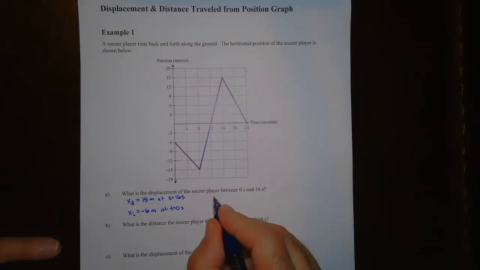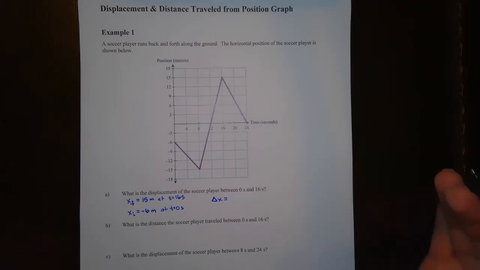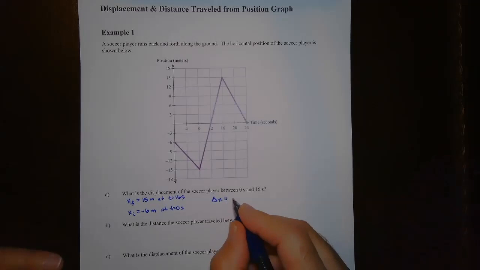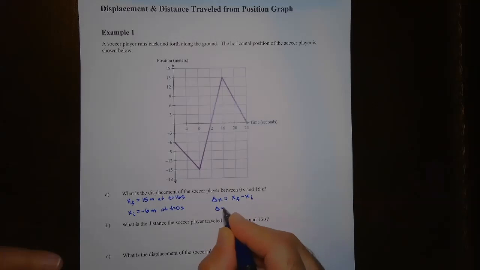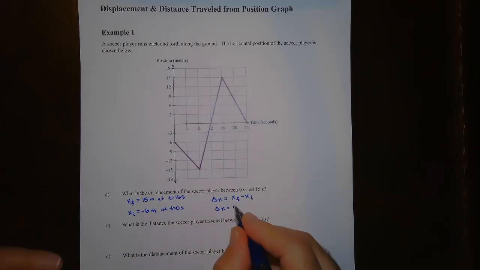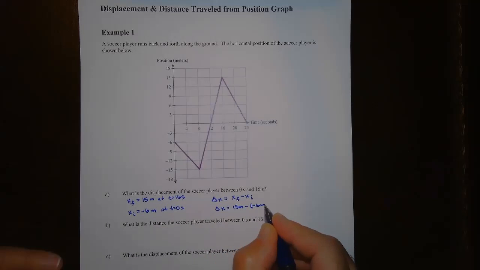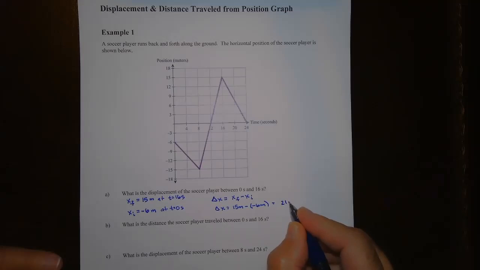So our displacement is delta x, okay? And delta x always represents the change in position, which means displacement. And that formula is x sub f minus x sub i. And so delta x is equal to 15 meters minus -6 meters. Now that makes adding, right? So that makes 15 plus 6, which would be 21 meters.